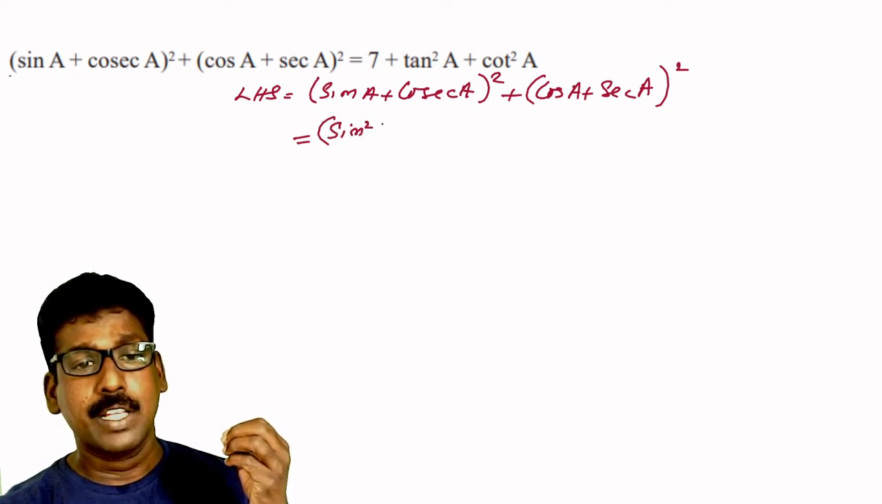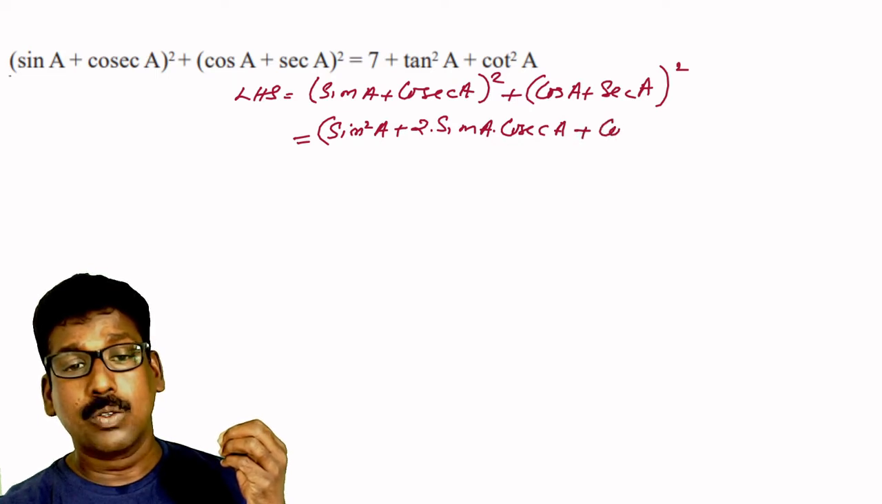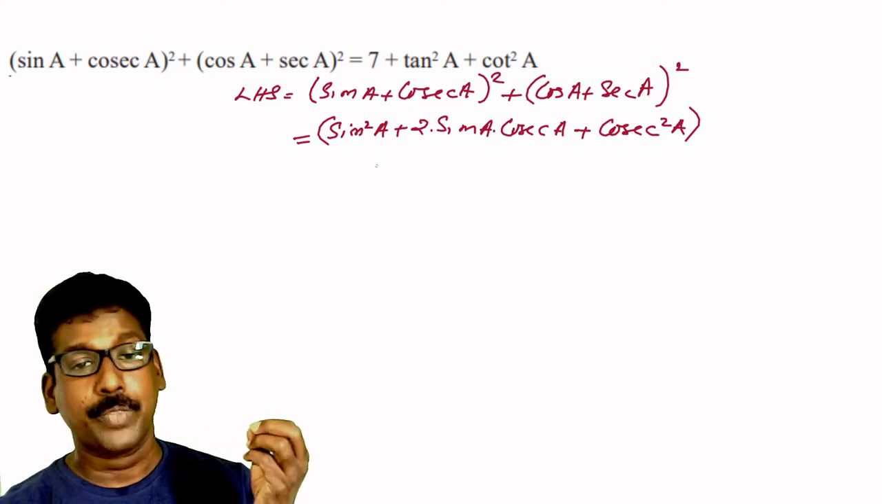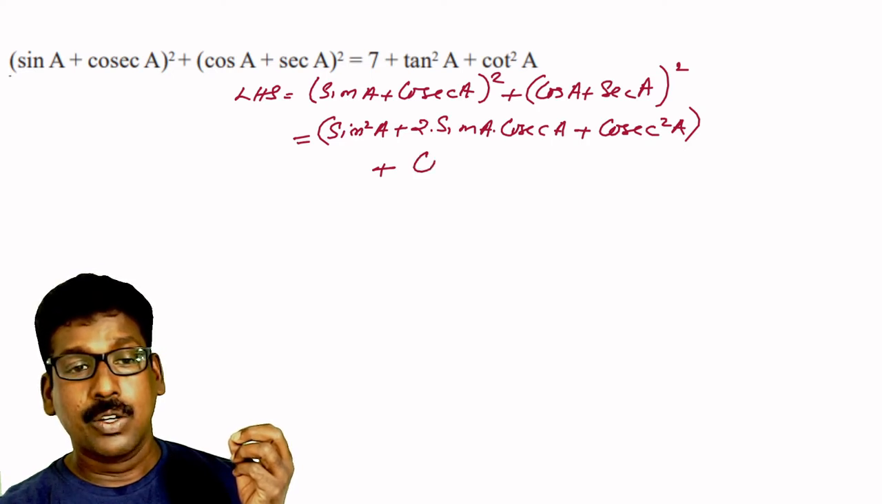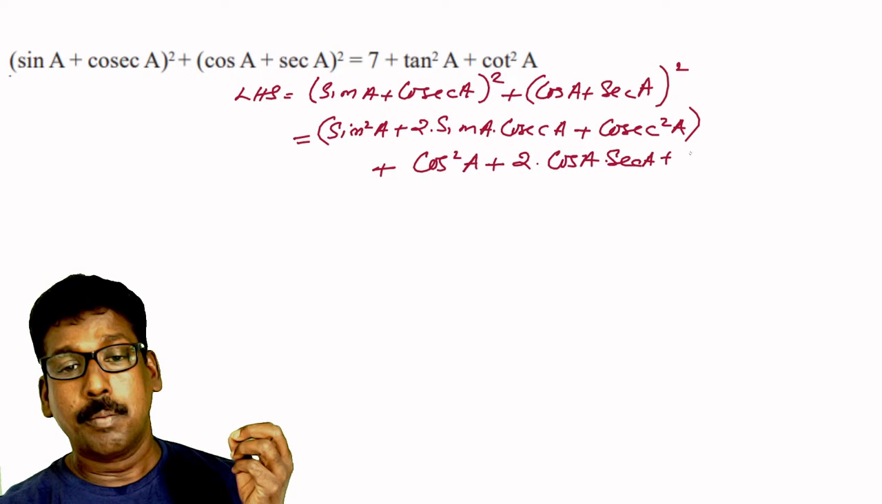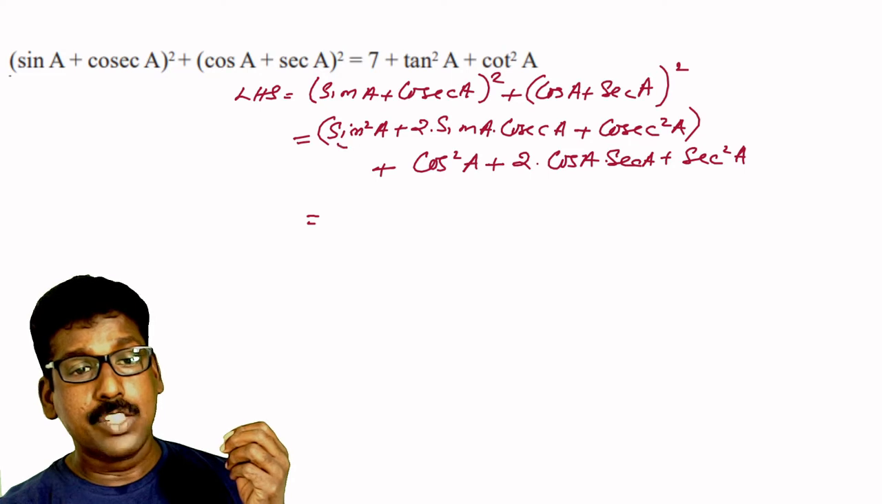So let us simplify it. This you can write as sin square a plus 2 sin a cosec a plus cosec square a, that is the a square plus 2ab plus b square form, plus cos a plus sec a whole square, that you can write as cos square a plus 2 cos a into sec a plus sec square a. Here you can see sin square a plus cos square a, that you can write as 1 plus.